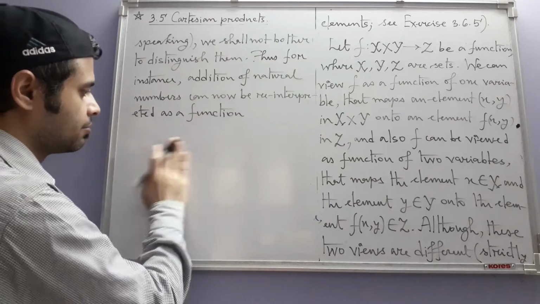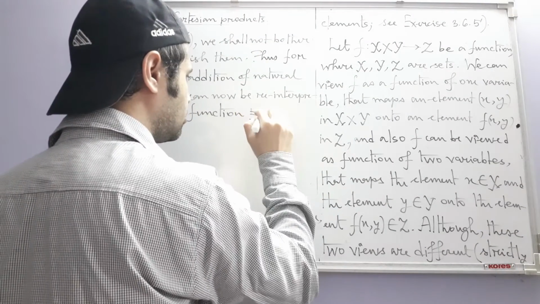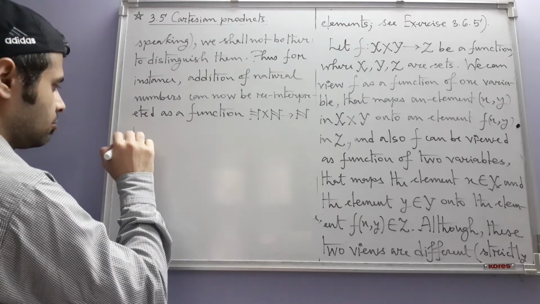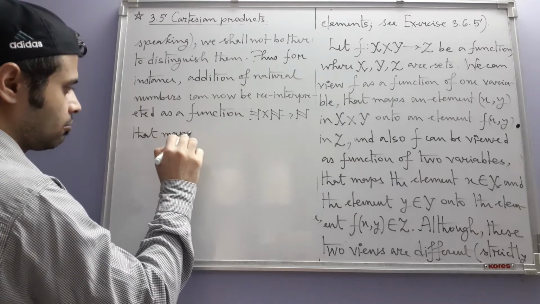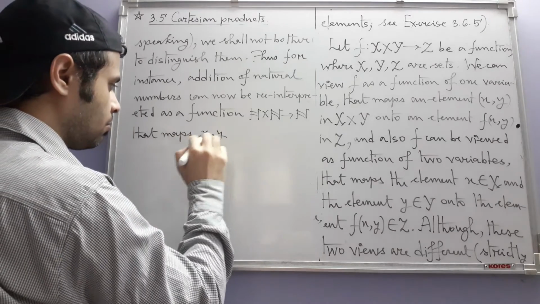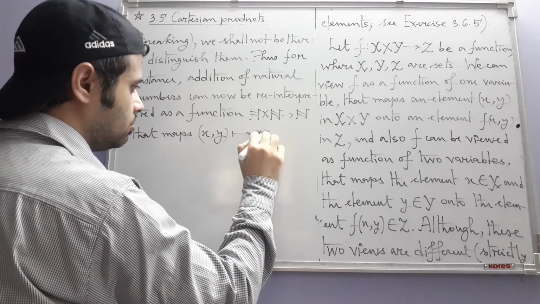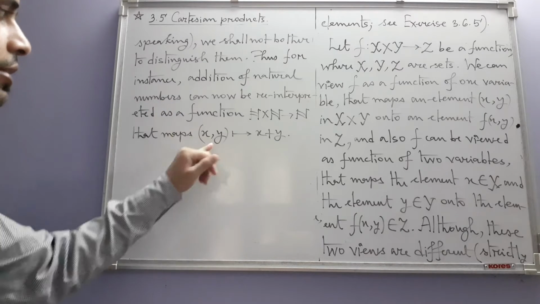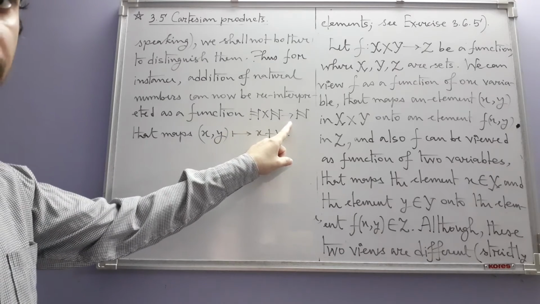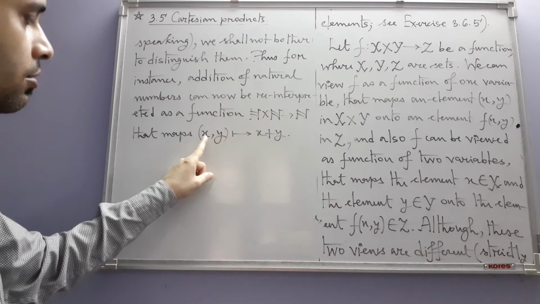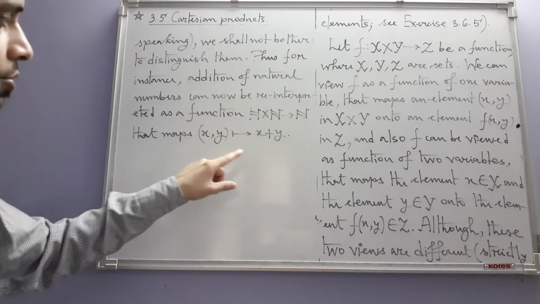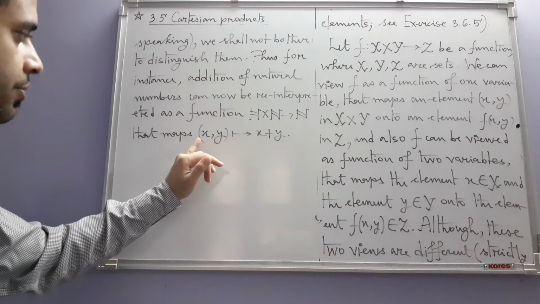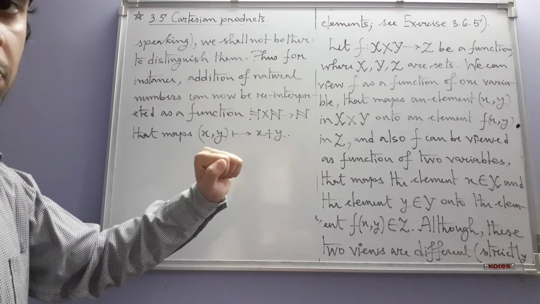So it's that thing. As a function, N cross N to N that maps x comma y onto x plus y. Recall that when we have to show that there is an input and there is an output, but we are not really using any name for the function, you see there is no f here. So then to show the relation between input and output, we use a symbol like this. Okay, it is read like this: x comma y is mapped onto x plus y.